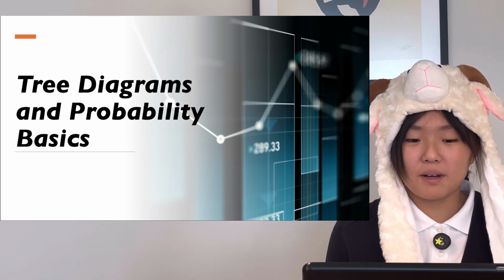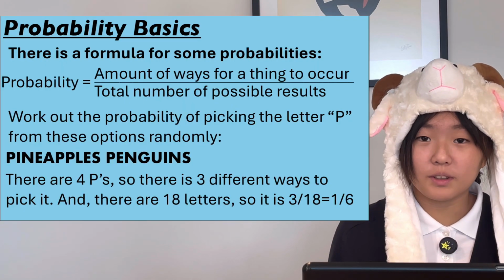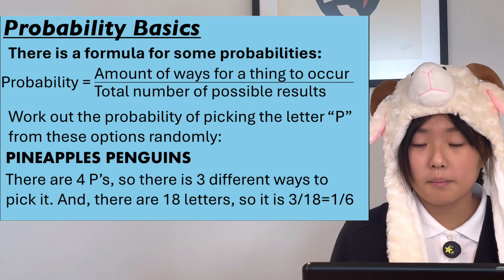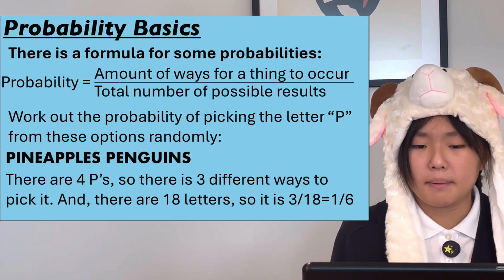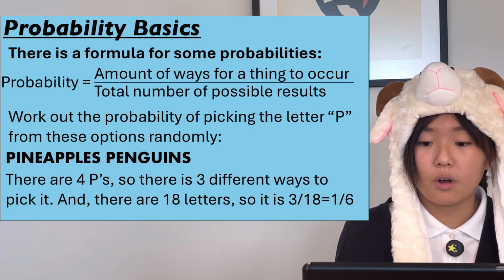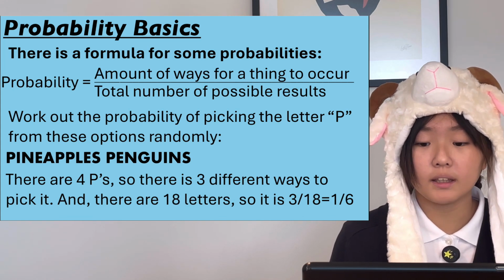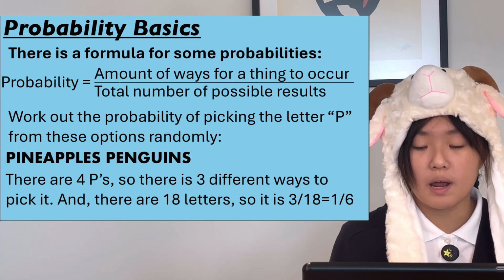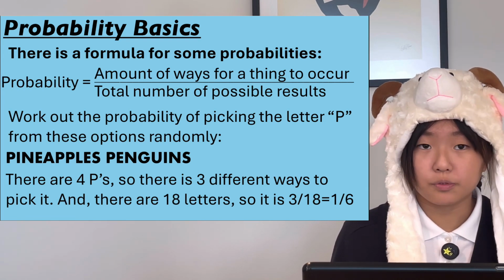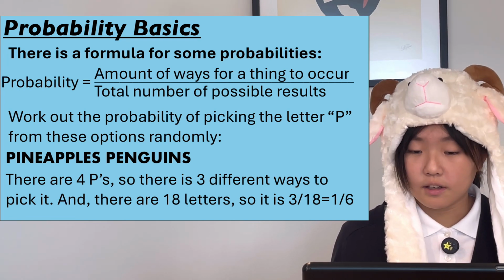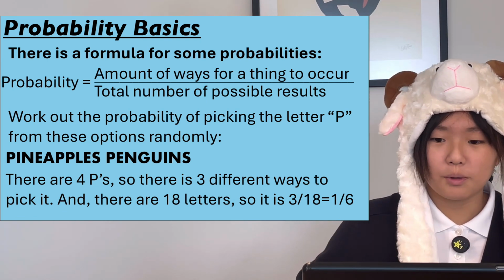Today, we will be learning about tree diagrams and the basics of probability. There is a formula that you can use for some probabilities. The probability in these sometimes is the amount of ways for something to happen divided by the total number of possible results. For example, work out the probability of picking the letter P from these options randomly. Pineapples, penguins. There are 4 P's and there's 4 different ways to pick it. And there are 18 letters, so it's 4 over 18, which can be simplified to 2 over 9.